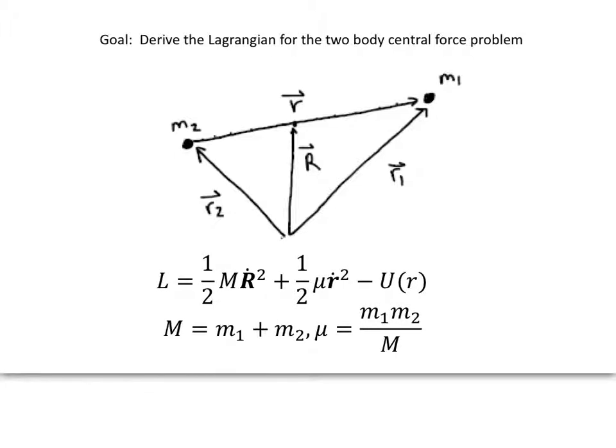In this case, our Lagrangian will transform into the following equation, where capital M is just m1 plus m2, and mu, or the reduced mass, is just m1 m2 over capital M. This means that we can think about our original system as having a term due to the kinetic energy of the center of mass, plus a relative kinetic energy term dependent on the masses of both bodies and their relative position, minus the potential set by the central force.